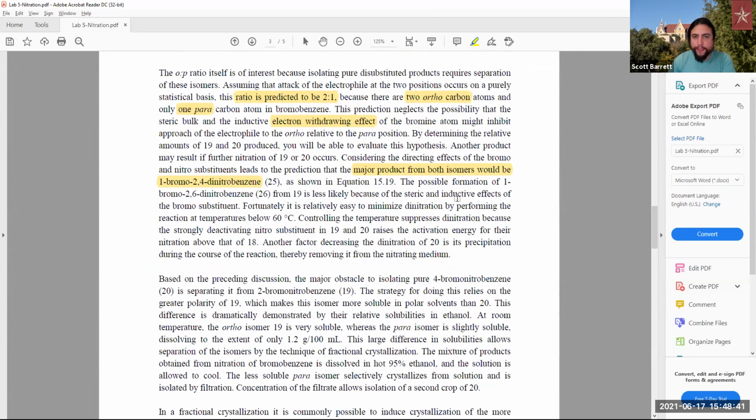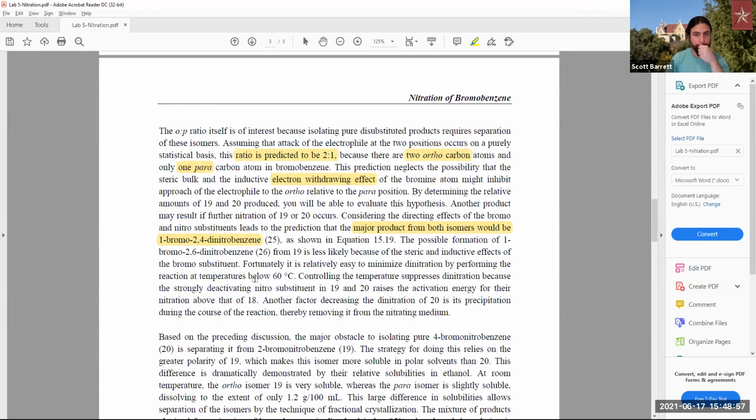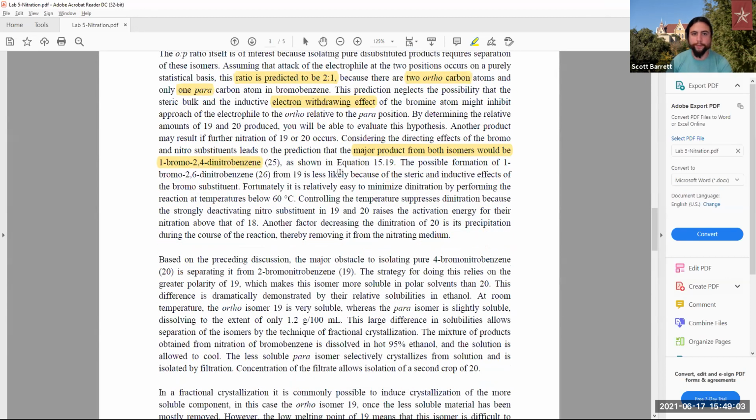Regardless, possible formation of 1-bromo-2,6-dinitrobenzene, which would be the 2 ortho positions, versus in this case it would be right here, and then additionally at the 4 position would be para. So that's what they're saying here, and possibly on Google afterwards we can take a look at those drawings.